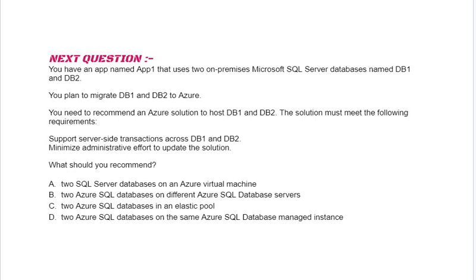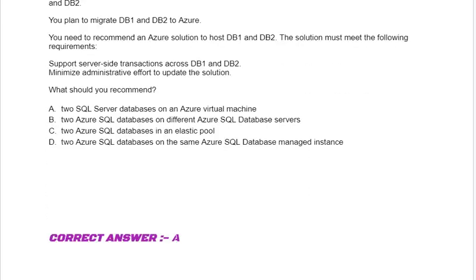Option A: two SQL Server databases on an Azure virtual machine. Option B: two Azure SQL databases on different Azure SQL database servers. Option C: two Azure SQL databases in an elastic pool. Option D: two Azure SQL databases on the same Azure SQL database managed instance. Correct answer is option A.